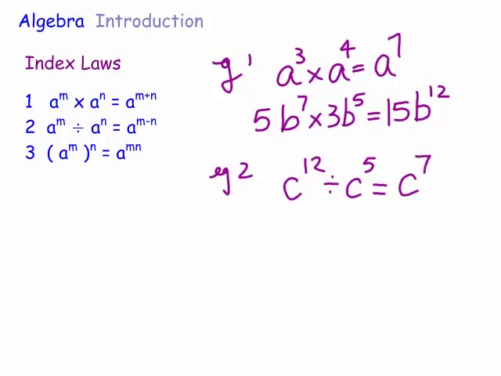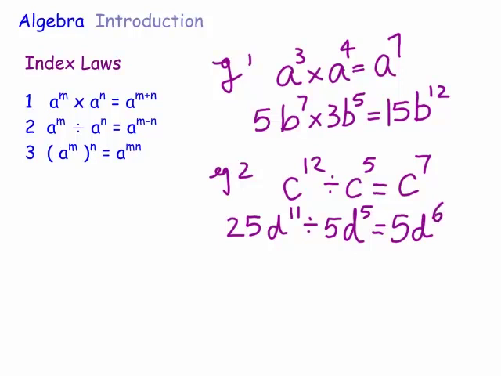So that's just going to be c to the 7. Okay, let's put some numbers at the front. Say I had 25d to the 11 divided by 5d to the 5. I now divide the numbers as usual by the normal division laws. I go 25 divided by 5 as applied to numbers, and that would be 5. Now I have to look at the algebra law of indexes. I've got the same letters and I've got a division, so I can just subtract those. So I should get d to the power 11 minus 5, which should be 6.